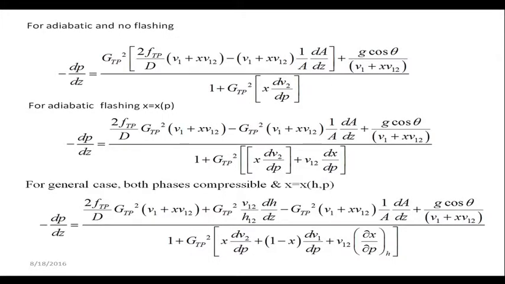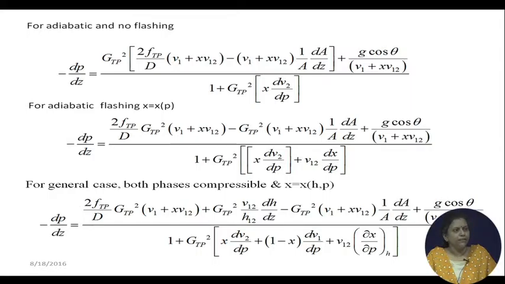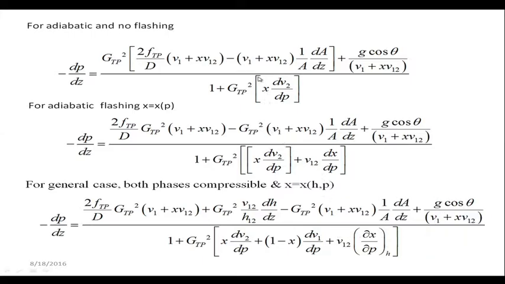And then we have also considered the general case. Now, if you look at the equations very minutely, what do you find? You find that in all the equations almost you know everything. G Tp square, it is the mass flux.